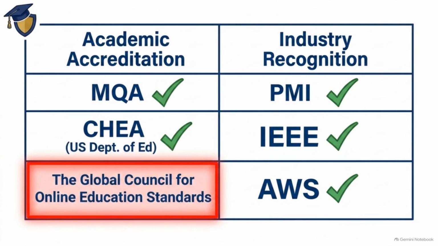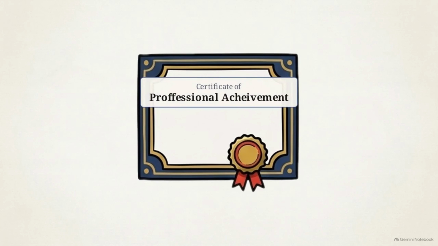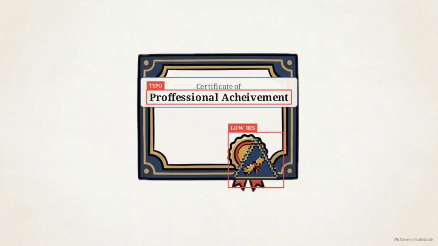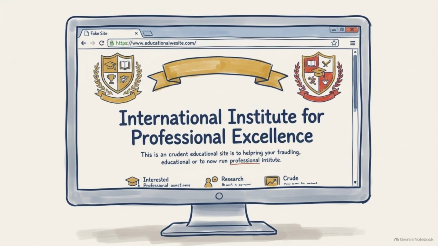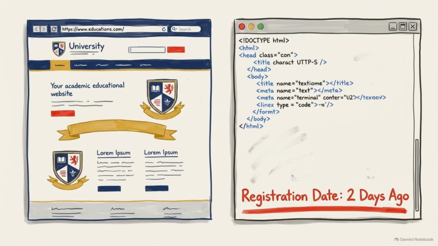Scammers often invent fictional accrediting bodies with professional-sounding names to bypass scrutiny. Furthermore, analyze the certificate for errors in the facade. Misspelled words or low-resolution logos are clear indicators that the issuer lacks a formal quality assurance process. Fraudulent issuers rely on the social engineering of official names and logos. By prioritizing technical verification and third-party OSINT validation, you neutralize those psychological tactics.